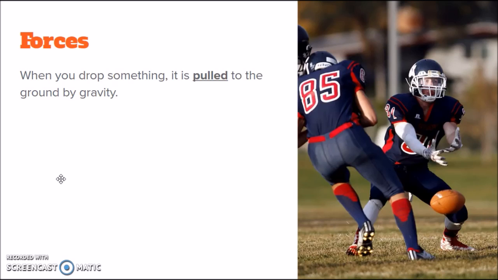When you drop something, like this football player is dropping this football, he fumbled, it's pulled to the ground by gravity. You drop anything, it's pulled to the ground by gravity. But you probably don't think much about gravity being a force that's pulling on something, do you?